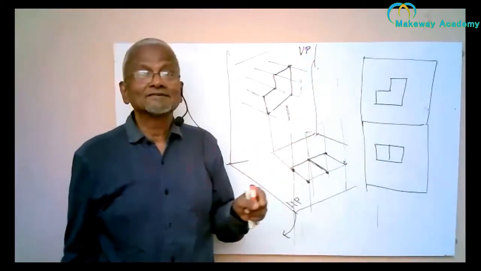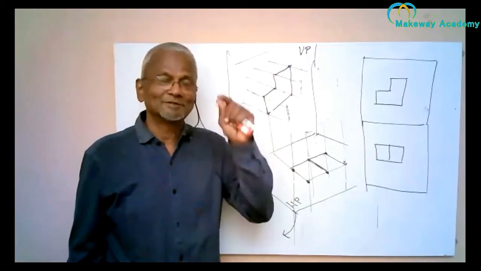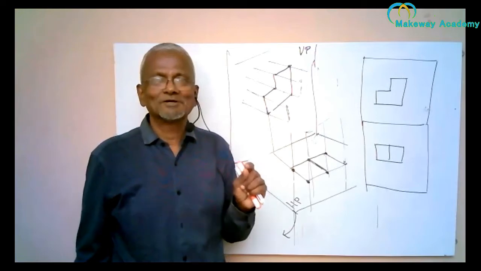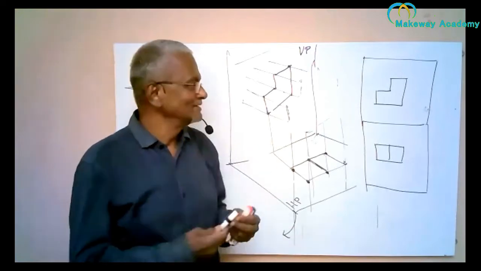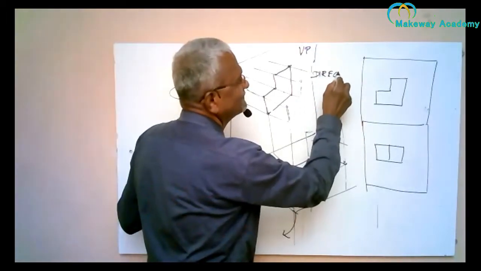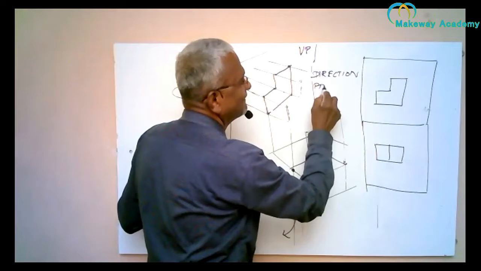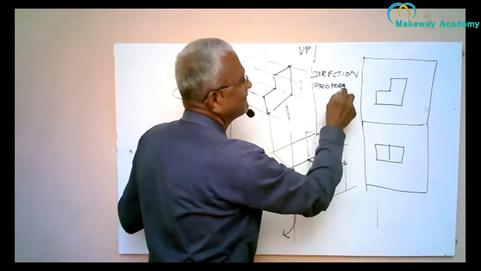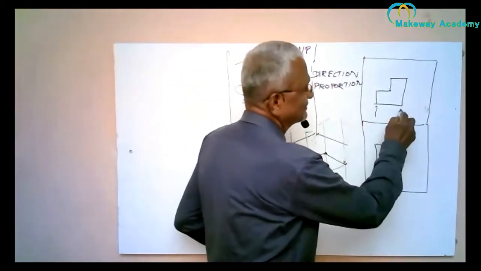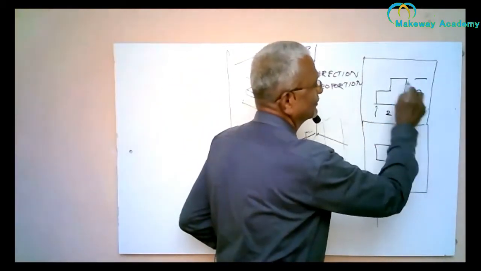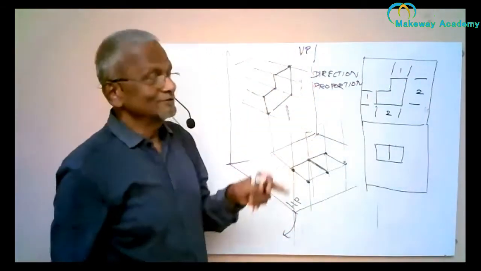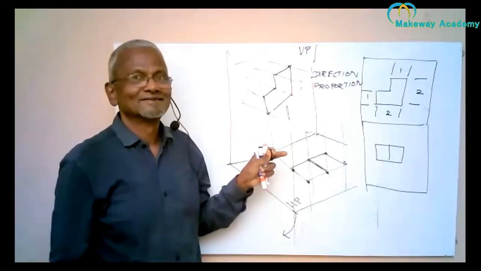In freehand sketches, two things are important. You need to remember them. One is direction. The other one is proportion. So direction and proportion. In this figure, this is 2 units. This is 1 unit. This is 1 unit. So you have to draw a figure keeping that in mind.